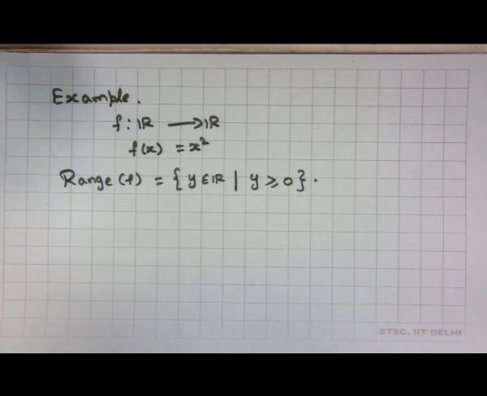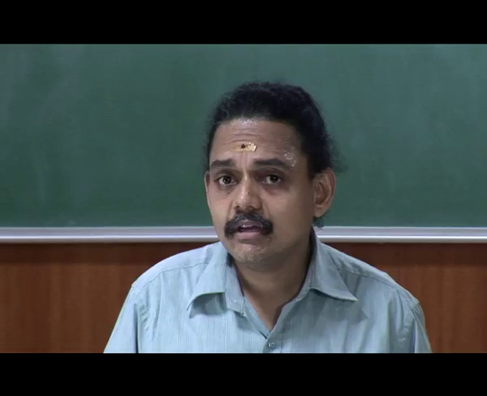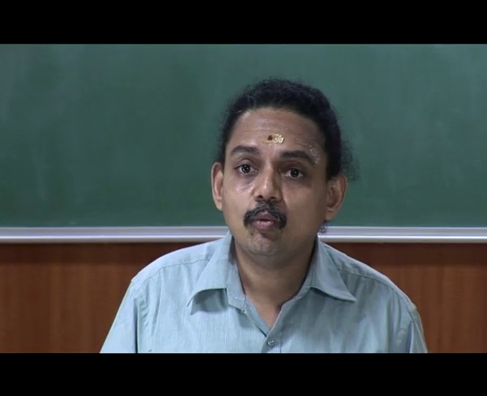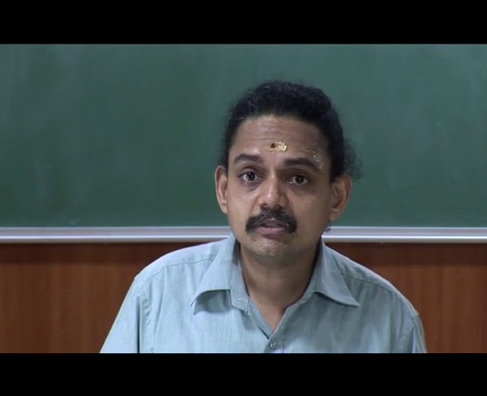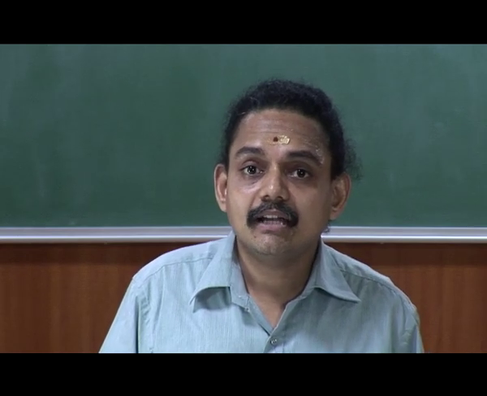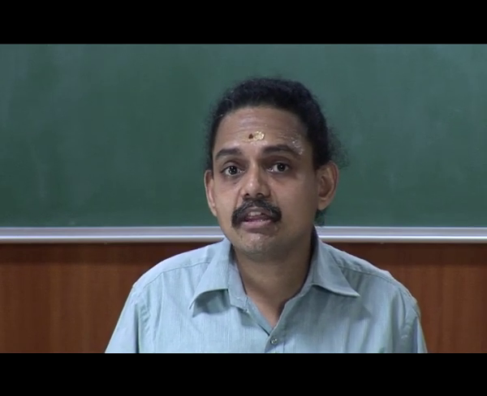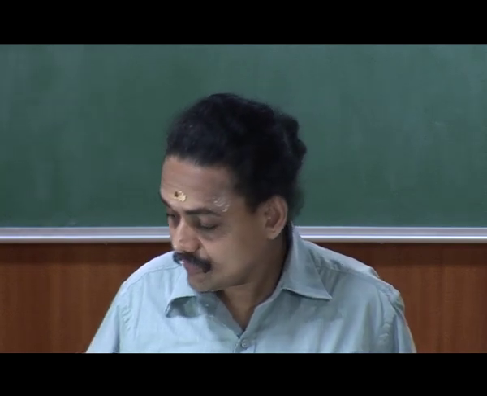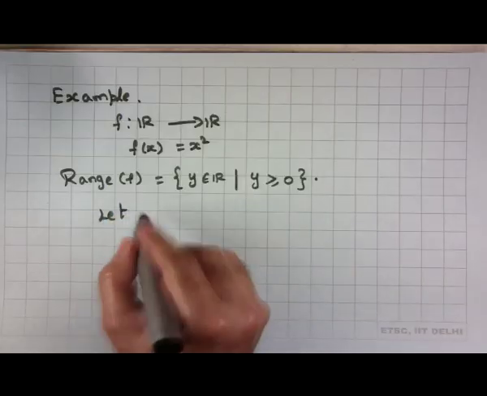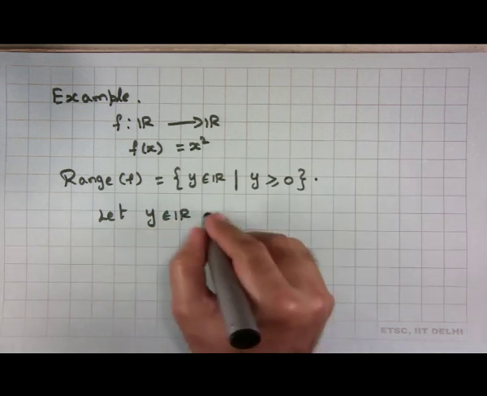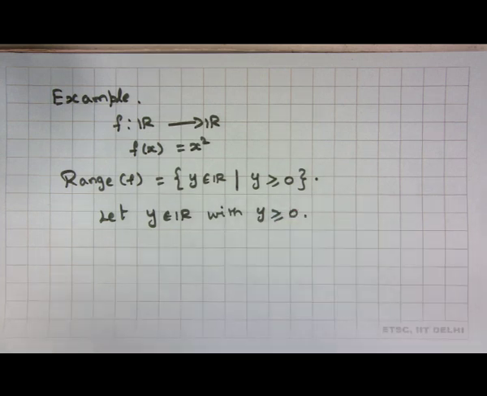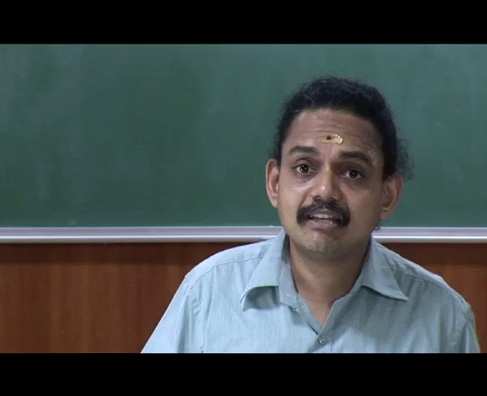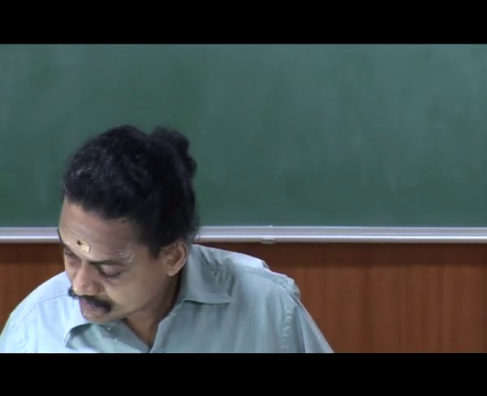Now, how did I write that y is greater than or equal to 0? Which means, I will have to show that given any y in R with y greater than or equal to 0, one can always produce an element x in R such that this y, which is greater than or equal to 0, is of the form x square. So, let y in R with y greater than or equal to 0. If y is 0, then one can choose x as 0 because 0 square is 0.